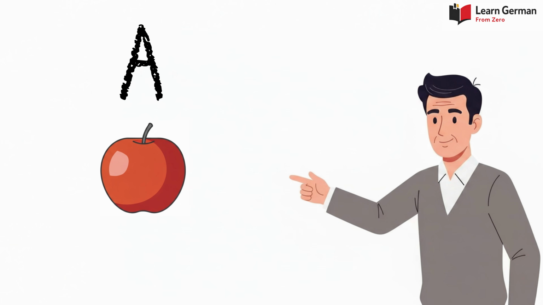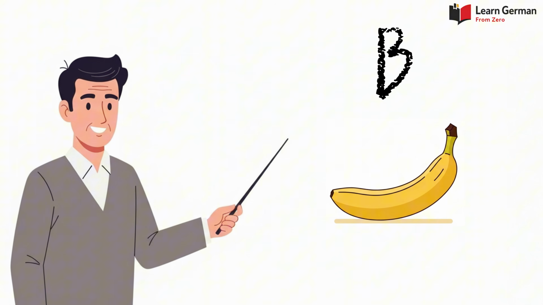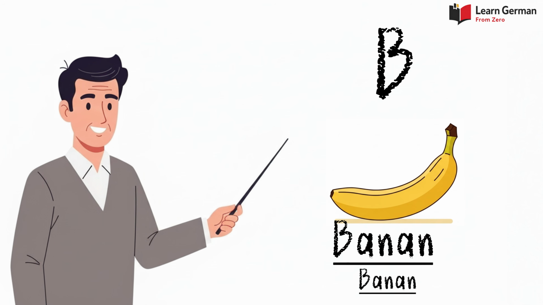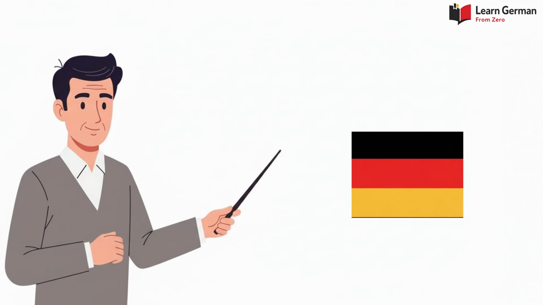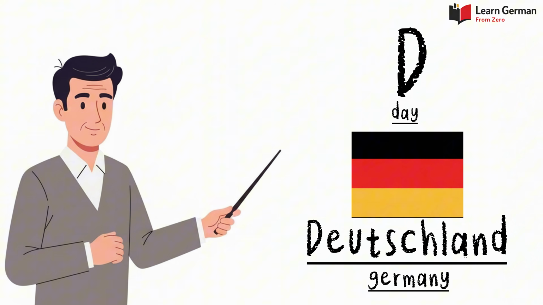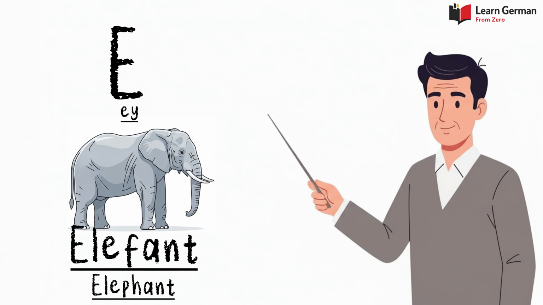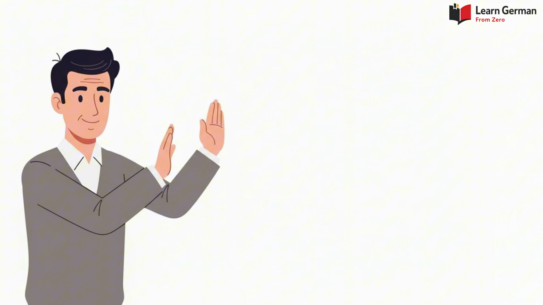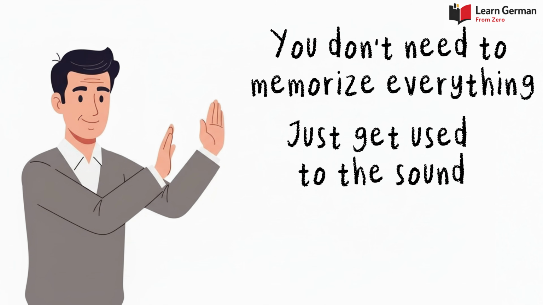Listen. A. Repeat. A. Apfel. B. Repeat. B. Banane. C. Repeat. C. Cent. D. Repeat. D. Deutschland. E. Repeat. E. Elephant. Take a second. You don't need to memorize everything. Just get used to the sound. That's how you improve faster.